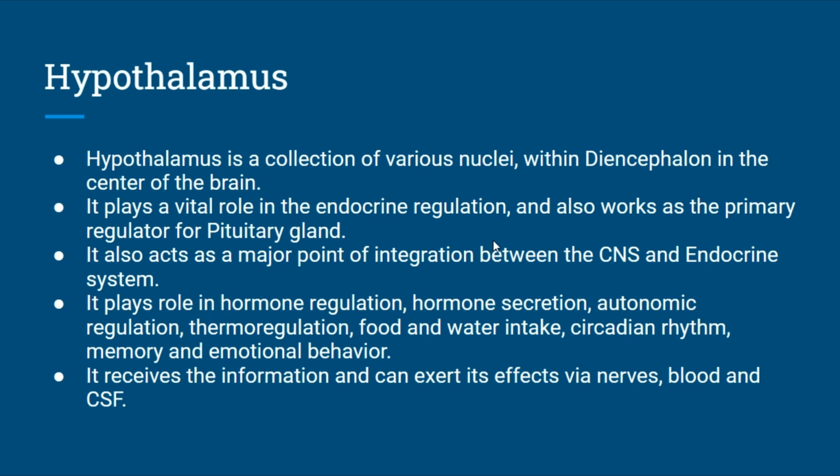So, what is the hypothalamus? It is a collection of various nuclei within the diencephalon. Again, it is in the center of the brain, and it plays a vital role in endocrine regulation and also works as the primary regulator for the pituitary gland. It also acts as a major point of integration between the central nervous system and the endocrine system, and it has multiple roles, including hormone secretion, autonomic regulation, thermoregulation, food and water intake, circadian rhythm, memory, and emotional behavior. It receives information and can exert its effect via nerves, blood, and cerebrospinal fluid.